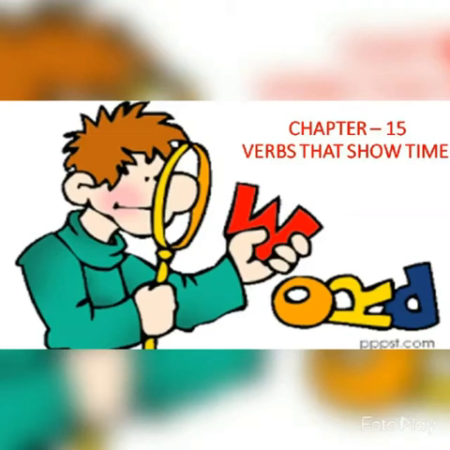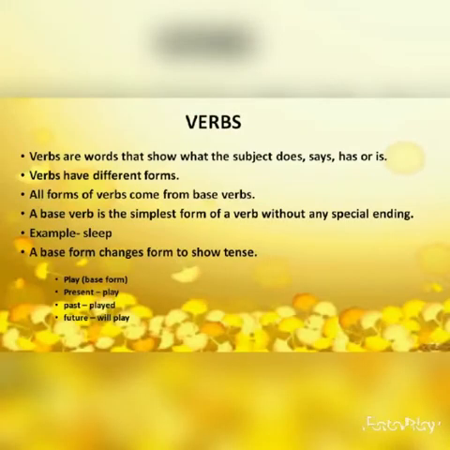Kids, in our previous lectures, we have already discussed verbs. Now in this chapter, I'm going to tell you about verbs used in the present tense and past tense. Kids, verbs are words that show what the subject does, says, has, or is. Verbs have different forms. All forms of verbs come from base verbs. Every verb has a base form, and that base form keeps on changing according to the tense.